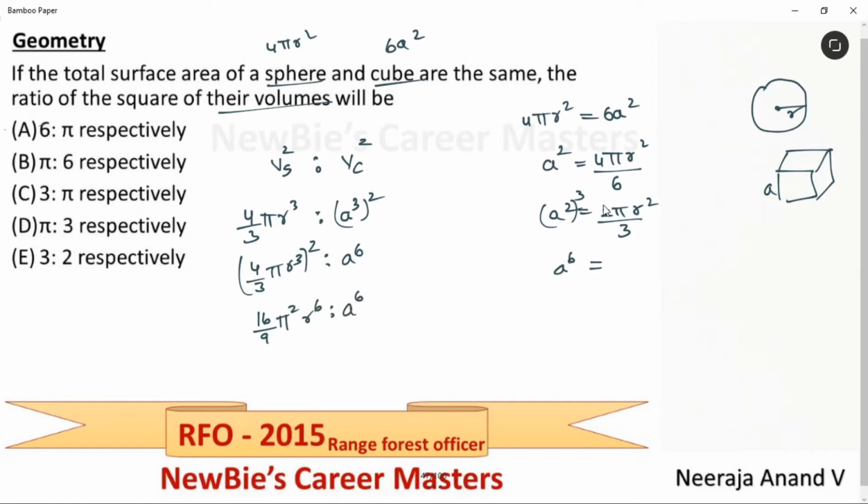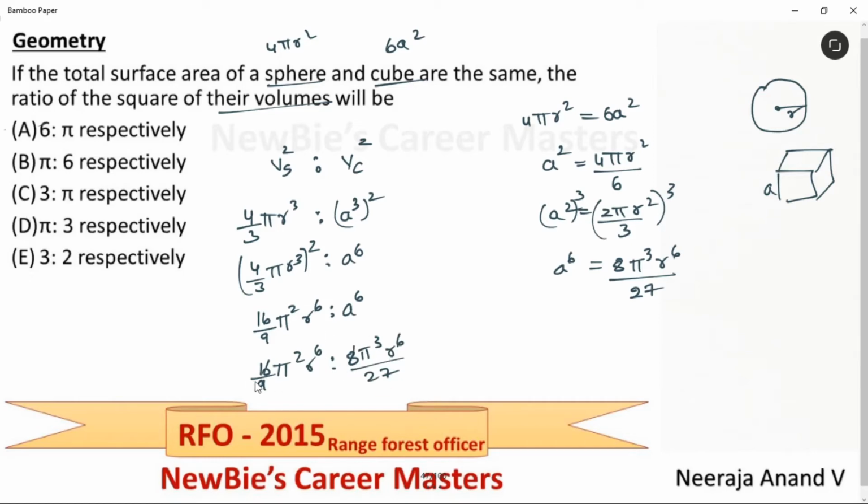Let's get the value here. This whole cube, we get 8 pi cube r power 6 divided by 27. Now, substitute this value to a power 6 in the ratio. Okay, 16 by 9 pi square r power 6 is to 8 pi cube r power 6 divided by 27. Newbies, just simplify this and get the answer.